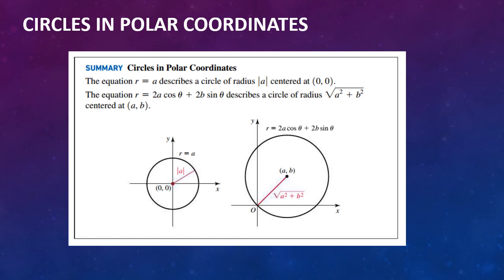Calculations similar to those in example 3 that we just did lead to the following equations of circles in polar coordinates. The equation r equals a describes a circle of radius a centered at the origin. And the equation r equals 2a cosine theta plus 2b sine theta describes a circle of radius the square root of a squared plus b squared centered at (a, b).